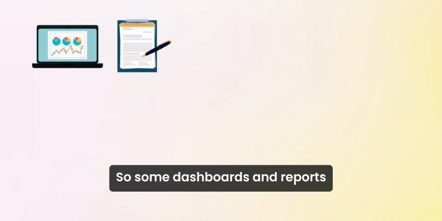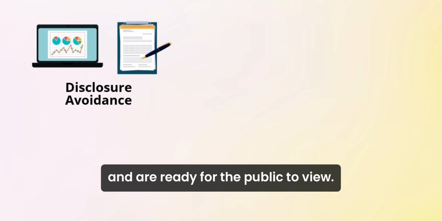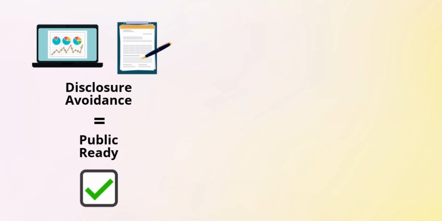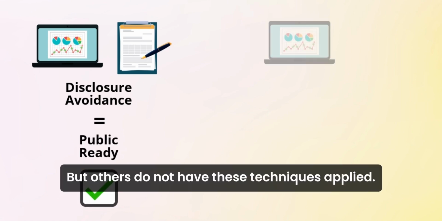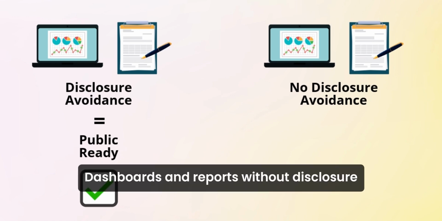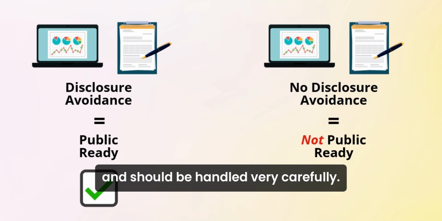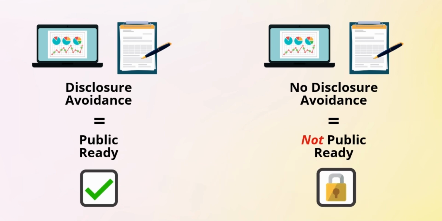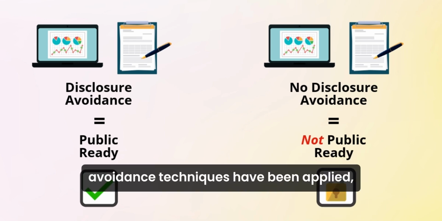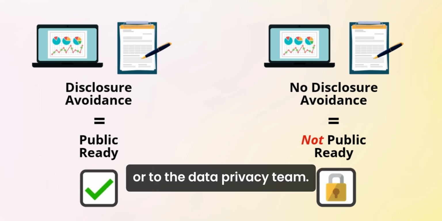So, some dashboards and reports have disclosure avoidance techniques applied and are ready for the public to view. But others do not have these techniques applied. Dashboards and reports without disclosure avoidance techniques applied are not public ready and should be handled very carefully. If you're not sure if disclosure avoidance techniques have been applied, reach out to the person who created the dashboard or report, or to the data privacy team.